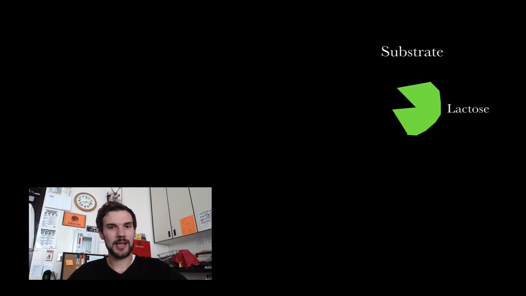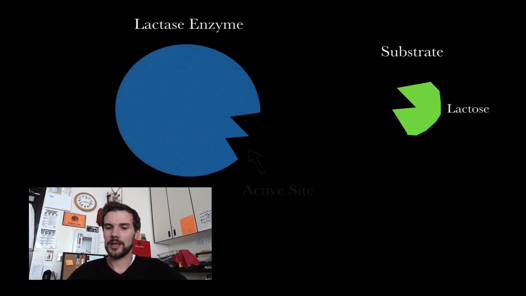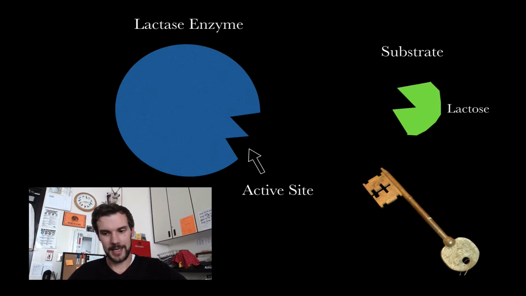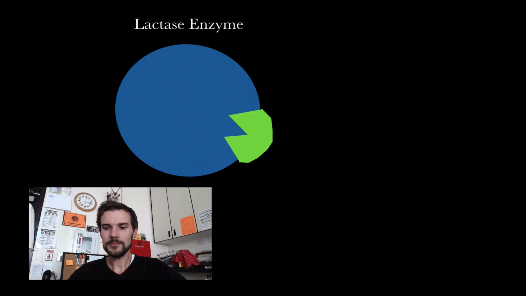So the substrate, in this instance lactose, will have a certain shape, and the certain shape will be able to fit into the enzyme. And we're going to call the part that it can fit into the active site, and it's going to fit like a lock and key. If it changes shape at all, it's not going to be able to be catalyzed. The reaction will not proceed. So when they actually do fit up, it's going to be called induced fit.